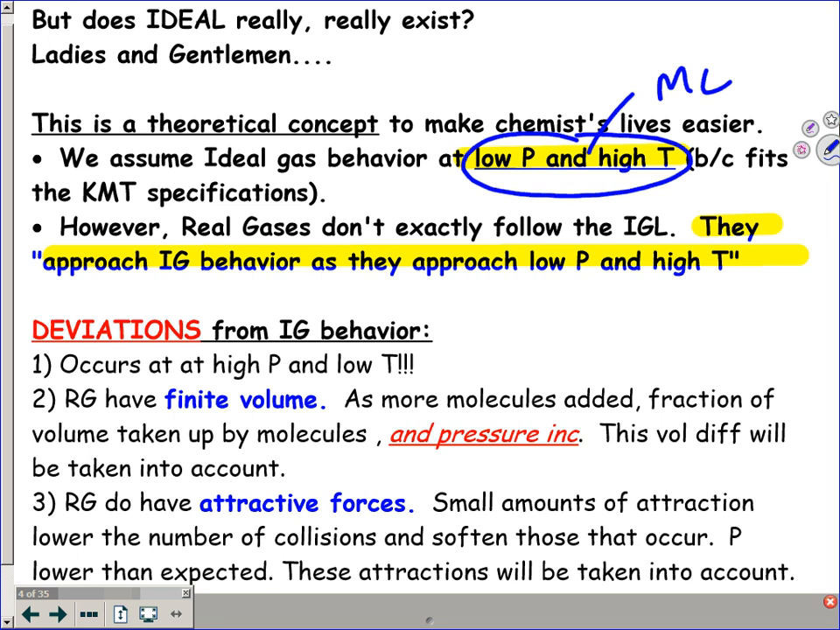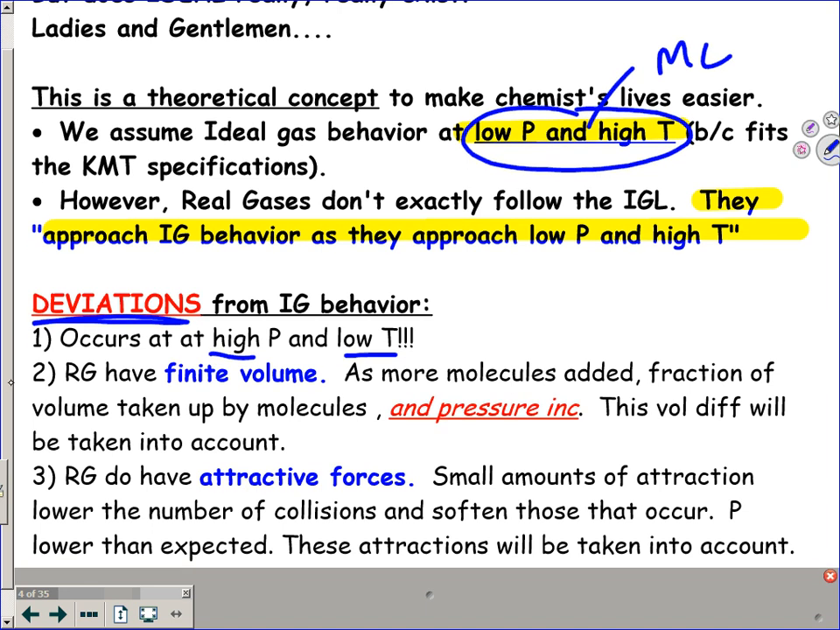So the deviations just mean that they're starting to act more real, which totally nullifies all of our assumptions. But this is where I would say, what conditions do gases act most real or deviate from ideal gas behavior? High pressure and low temperature, and then some of the following 2, 3, and 4 here are those deviations.